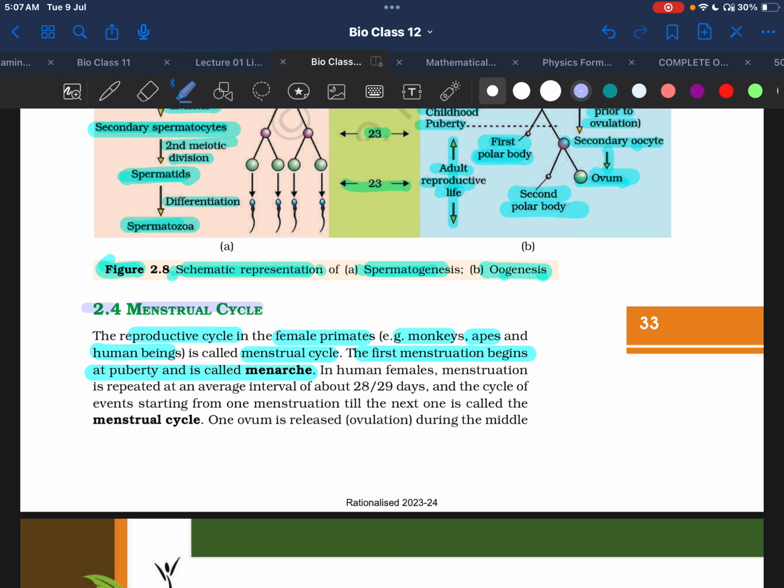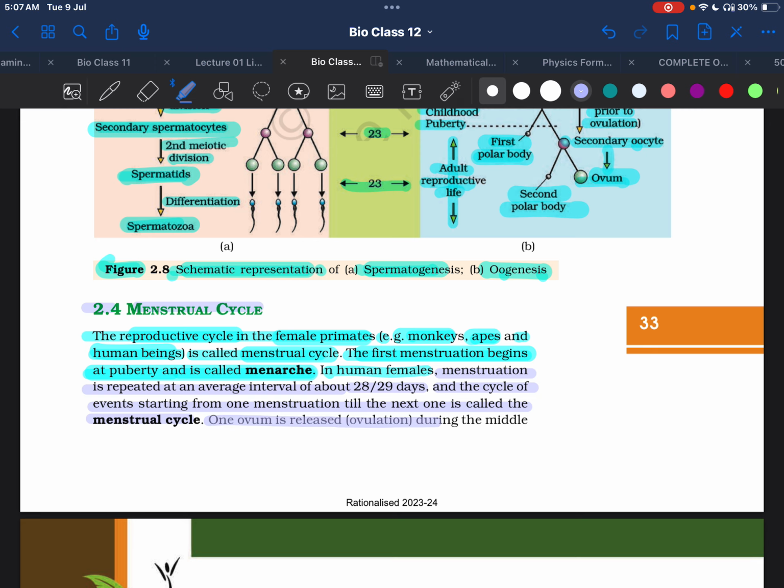2.4 Menstrual cycle. The reproductive cycle in the female primates, for example monkeys, apes, and human beings, is called menstrual cycle. The first menstruation begins at puberty and is called menarche. In human females, menstruation is repeated at an average interval of about 28 or 29 days, and the cycle of events starting from one menstruation till the next one is called menstrual cycle.